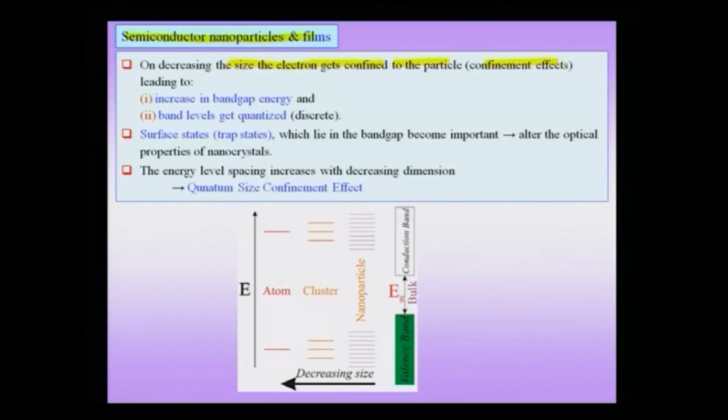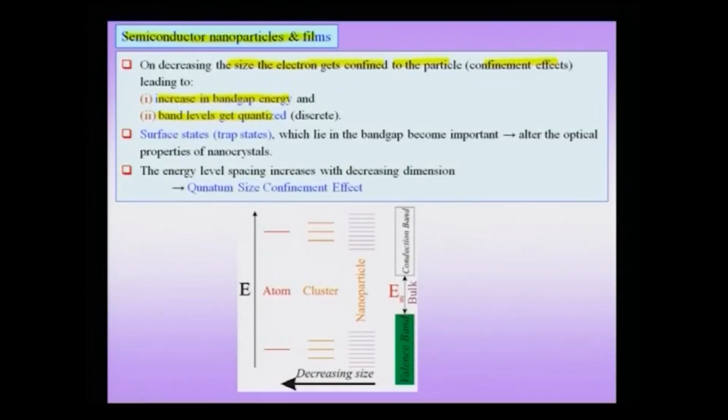What is meant by this confinement effect will become clear when we discuss what is happening here, and this leads to two important effects. One is increase in the band gap energy. This is very important, and this is at the heart of the blue shift we will be talking about. And the second is that the band levels get quantized. So, you have a bulk semiconductor as shown schematically in the diagram. You have the green region, which is my schematic of the valence band, and the conduction band, which is separated by an Eg, and this is the bulk scenario. Now, when you make a nanoparticle, you can clearly see two things are happening.